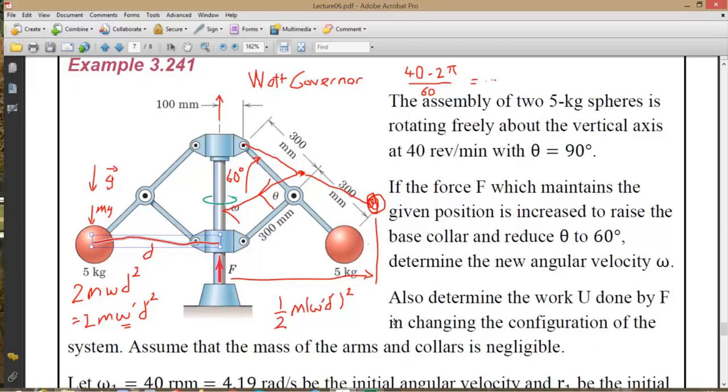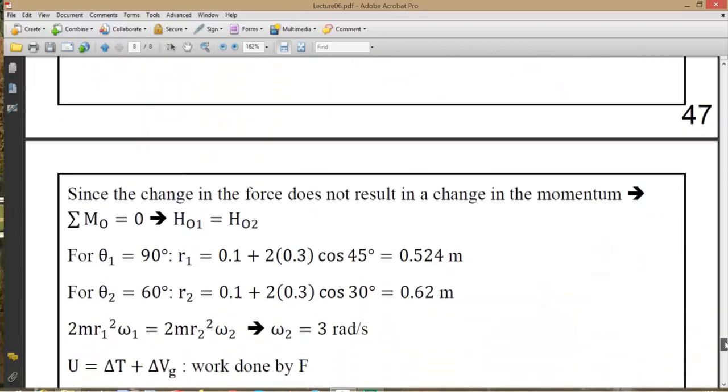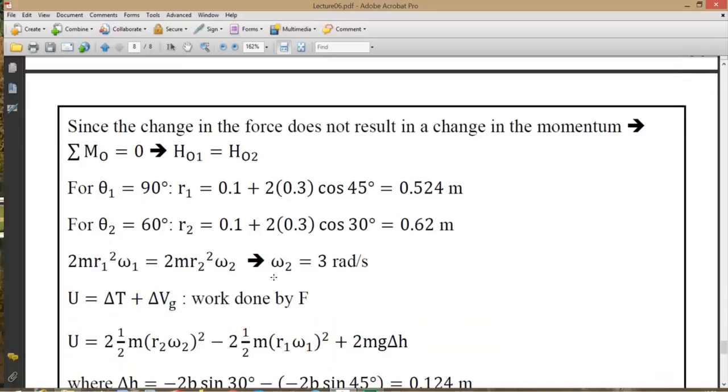What will change as we change the configuration? Potential energy will change, and also the kinetic energy will change. That's what we found out in the first part of the problem, because the omega prime has changed. So the next set of equations are working on this. The first part is that the angular momentum will stay the same because there's no moment applied as a result of the change of F. And we are able to calculate the new omega prime, or omega 2, here as 3 radians per second.